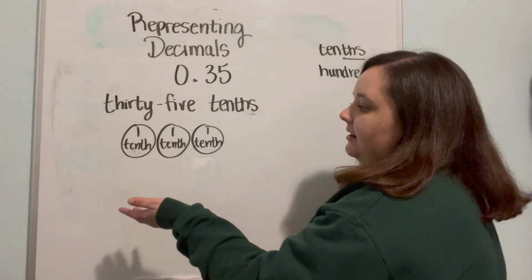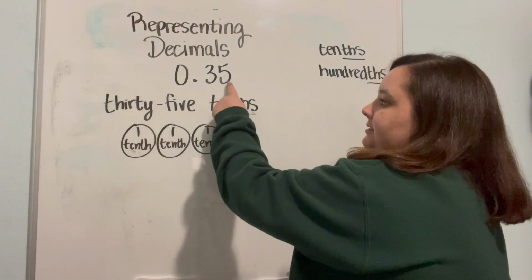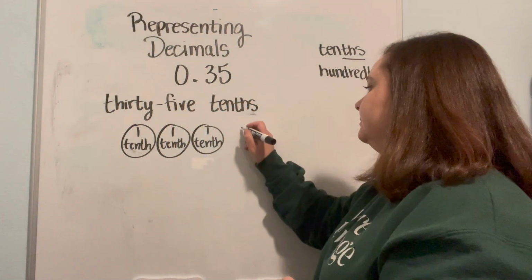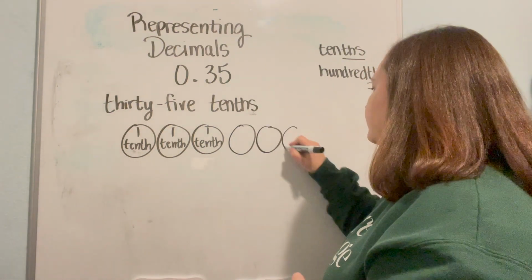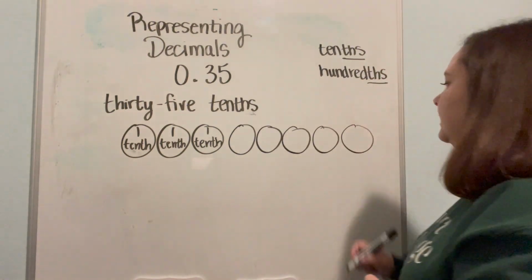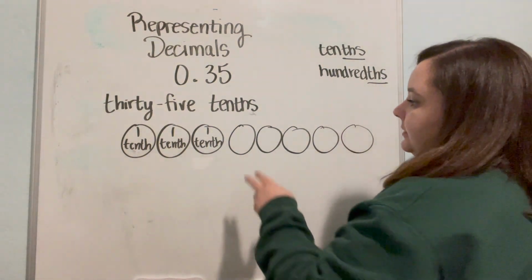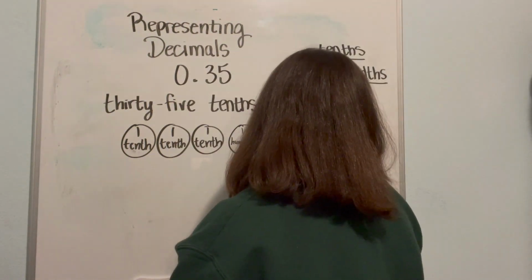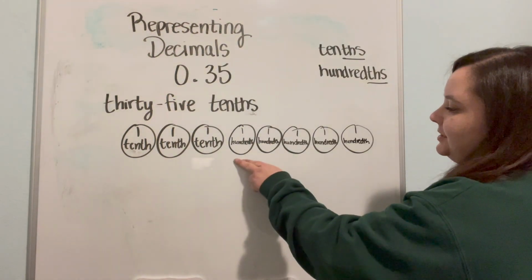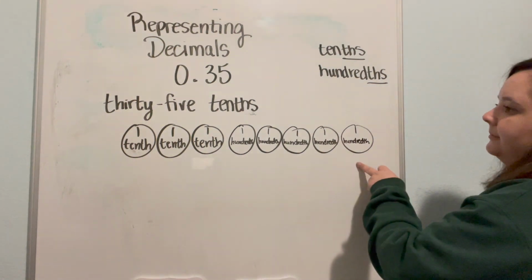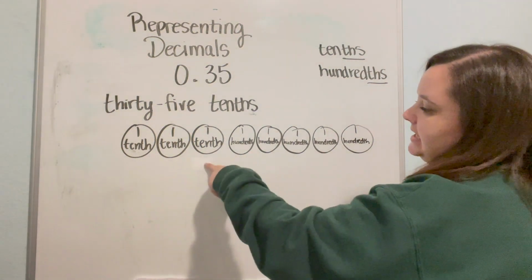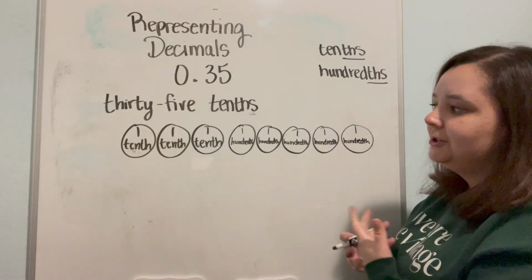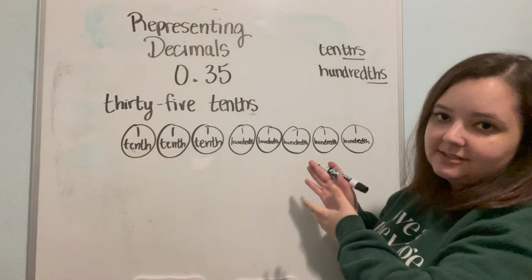So how many tenths do I have? I have 3. Now I need to represent my hundredths place. So I'm going to do 5 circles. And I'm going to write 100th in each one. So how many hundredths do I have? I have 1, 2, 3, 4, 5. So now that I have my 3 tenths and my 5 hundredths, I have now represented my decimal of 35 hundredths in place value discs.